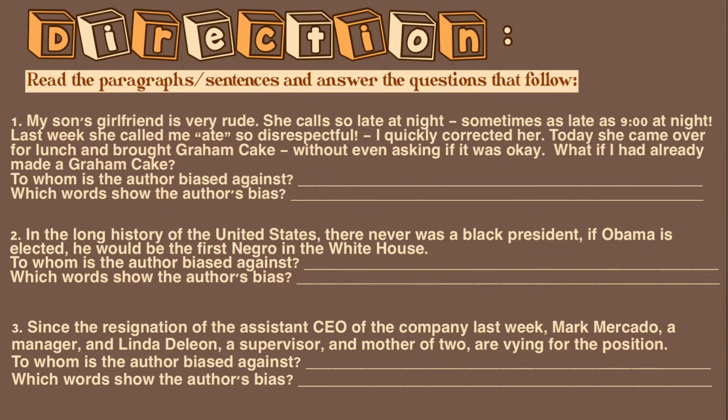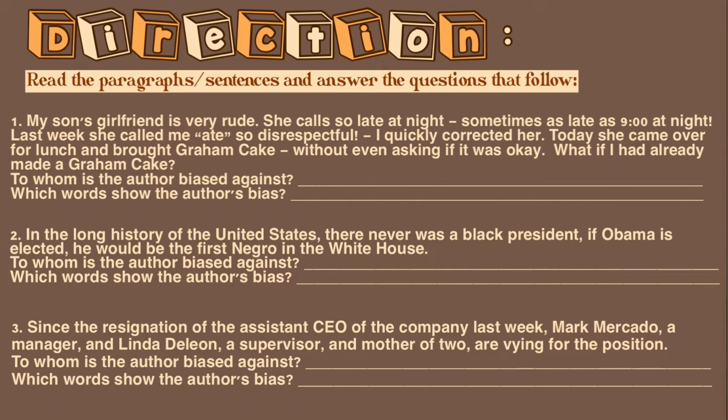Number 1. My son's girlfriend is very rude. She calls so late at night, sometimes as late as 9 o'clock at night. Last week, she called me ate, so disrespectful. I quickly corrected her. Today, she came over for lunch and brought graham cake, without even asking if it was okay. What if I had already made a graham cake? To whom is the author biased against? Which words show the author's bias?